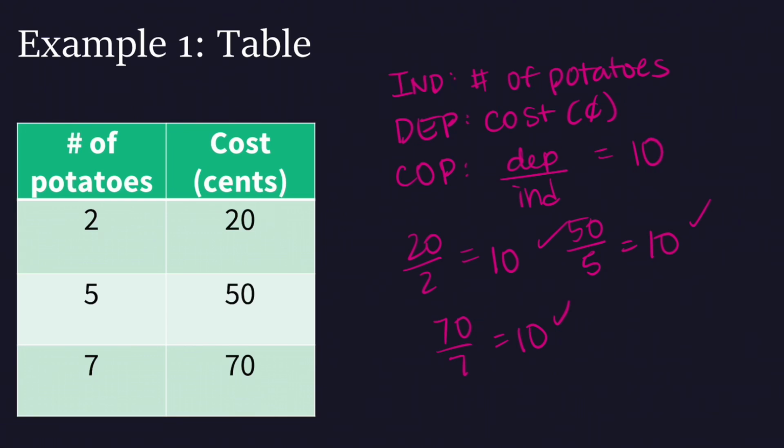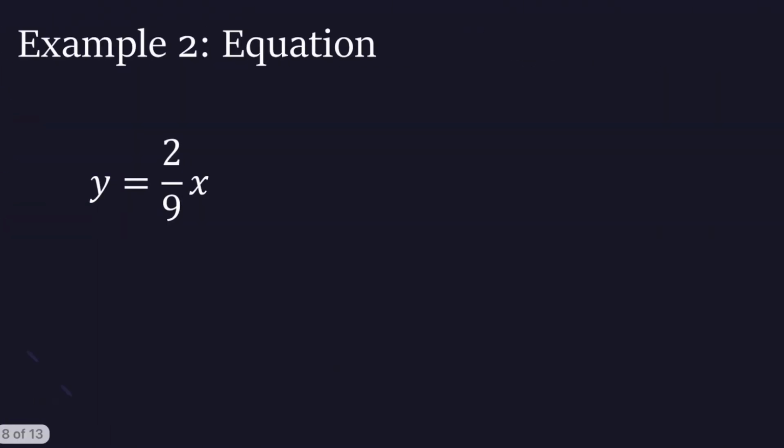So in this case, my constant of proportionality is 10, and then we would say cents per potato. I guess it would just be 1 potato because it's singular, because now it's a unit rate. We've divided it and now it's a unit rate, because I just have a single number out of it. And then I knew what went on the top and what went on the bottom because we did the dependent on top, and that was the cost, and then we had the independent on the bottom.